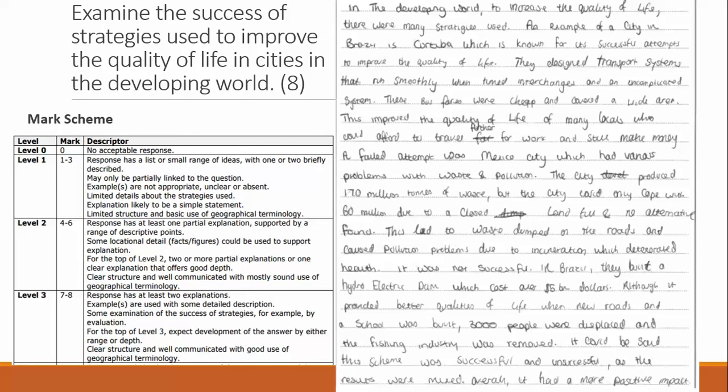The example on the right got 4. And the reason behind why is it goes off on a little bit of a tangent. What you can see is if you read the first section, it talks about Curitiba, talks about the integrated bus scheme and then how that's successful and how that improved quality of life because it meant that they could afford to get to work. That was important. It then started to wander off.